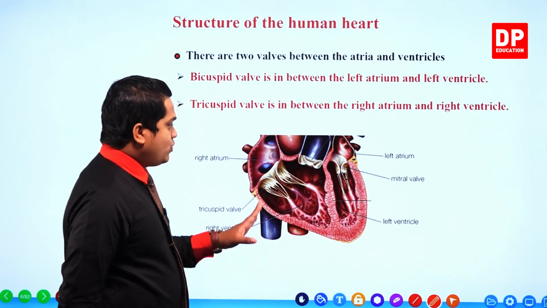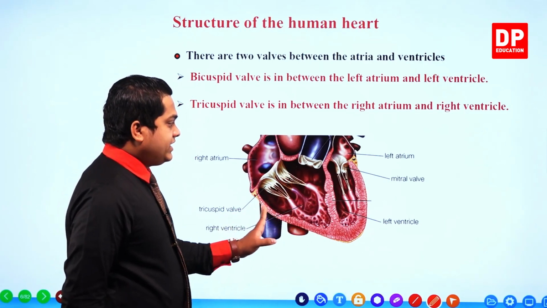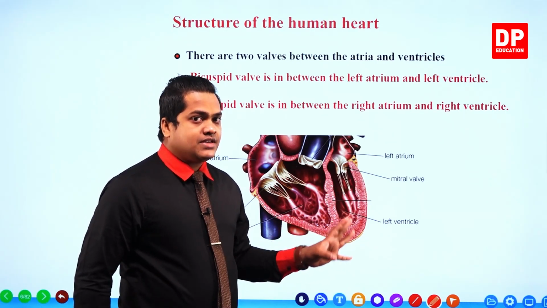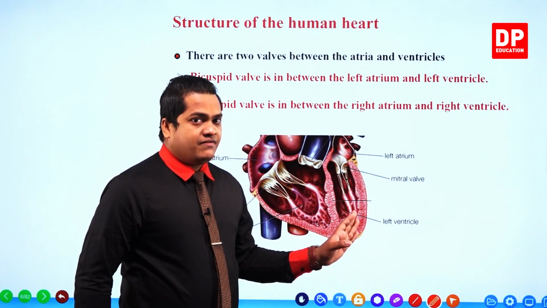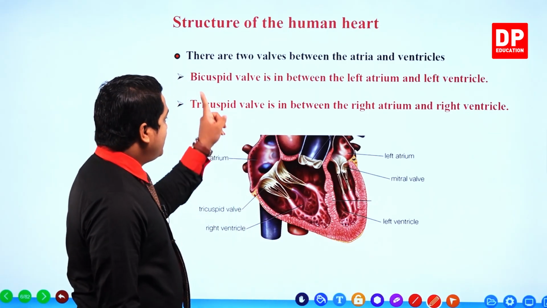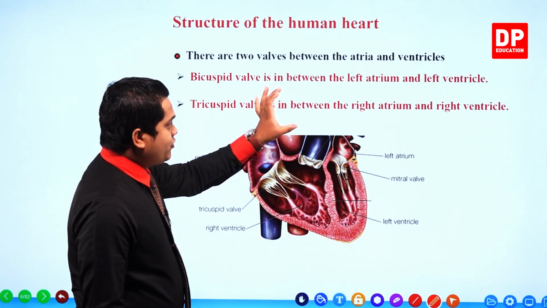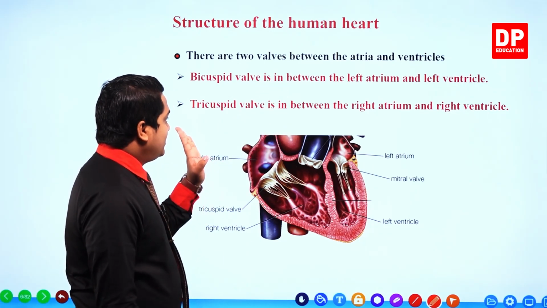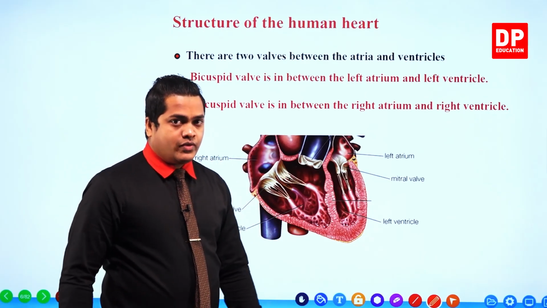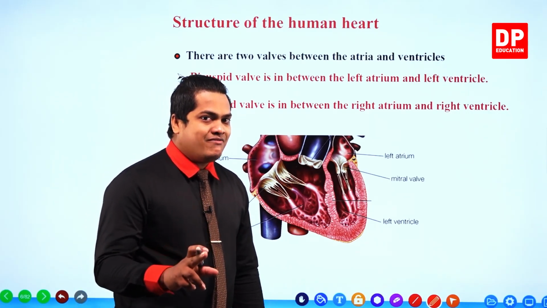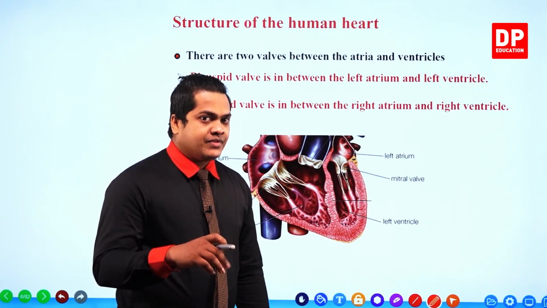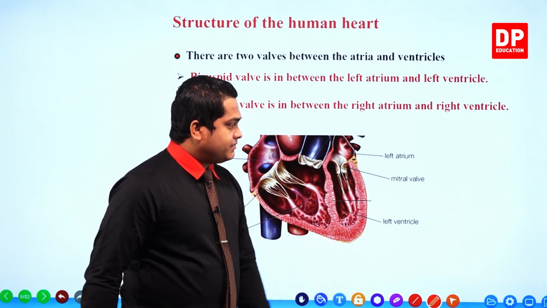You can observe these valves at the left and right side of the heart separately. Between the chambers, atria and ventricles, you can observe the cuspid valves: the bicuspid valve and the tricuspid valve. So remember, the bicuspid valve is in between the left atrium and the left ventricle, while the tricuspid valve is in between the right atrium and the right ventricle. The bicuspid valve is at the left, the tricuspid valve is at the right. The bicuspid valve is also called the mitral valve.